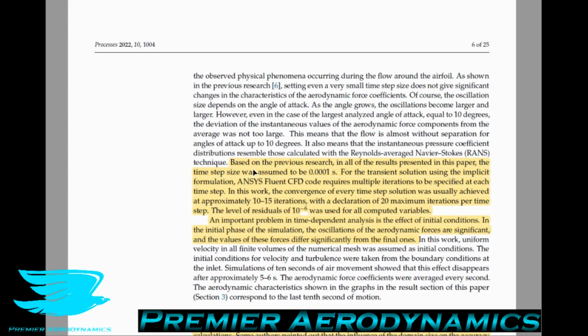So to get the flow to be more stable, we want to have inner iterations every time step to make sure that the flow is sort of converging before we move on to the next time step. This is just a way of ensuring that our simulation doesn't crash. It will converge over time. So here they are using 10 to 15 iterations per time step, and a maximum of 20 iterations was specified. And they have a level of residuals of 10 to the minus 6, which means that once the changes in parameters get below 10 to the minus 6, they say that, okay, the simulation is converged. So that's quite low, that's quite good.